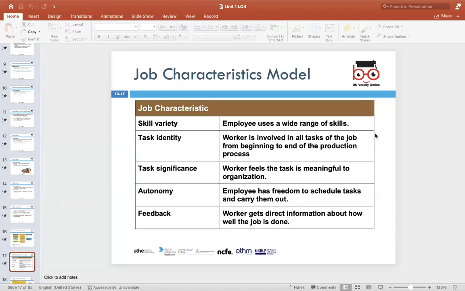Then they might also have freedom to schedule their own tasks and carry them out. And how the worker gets direct information about how well the job is done. So you have different tasks that you're doing while you're looking at the job characteristic model as well.